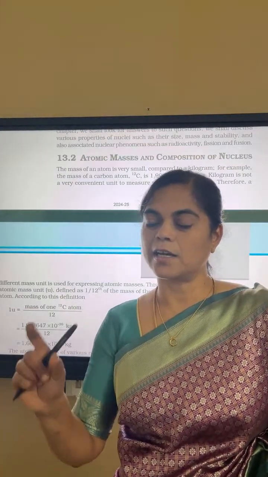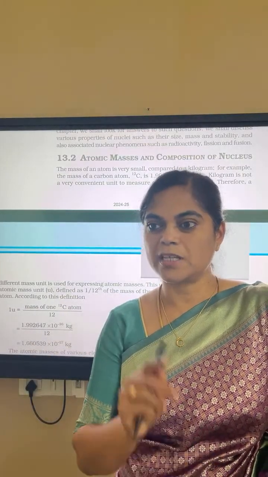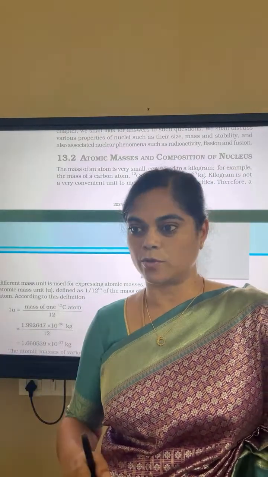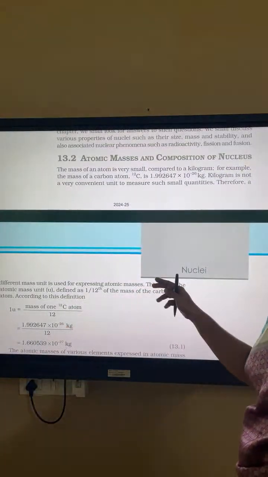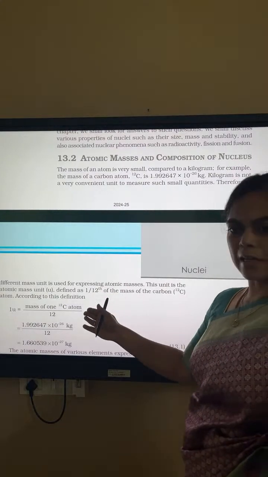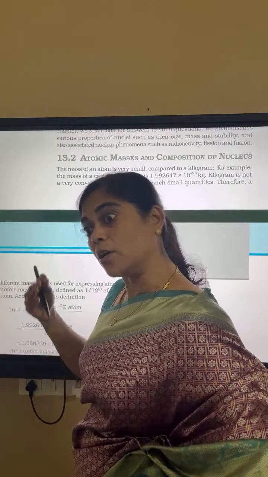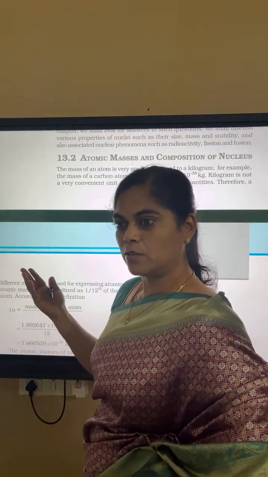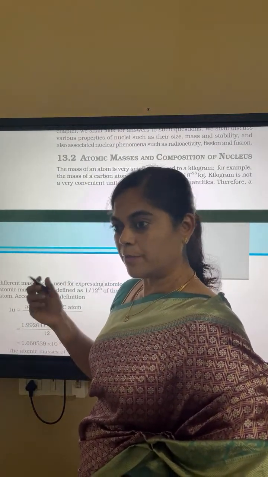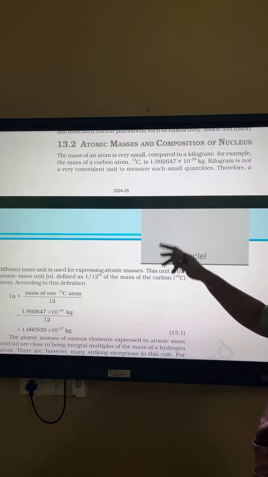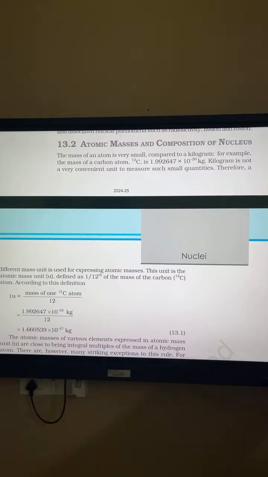We considered hydrogen as a single element because hydrogen exists in 3 forms, abundantly we are getting protium. Like that chlorine can also be taken, carbon can also be taken. Carbon has carbon 12, carbon 13, carbon 14, carbon 15. So many isotopes might exist. So what they have taken, the mass of an atom is very small compared to a kilogram.